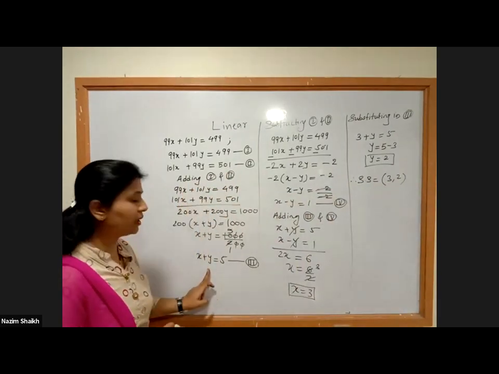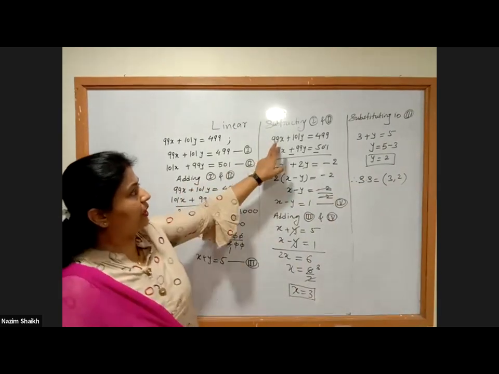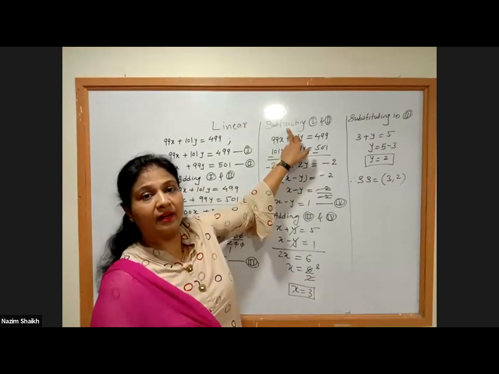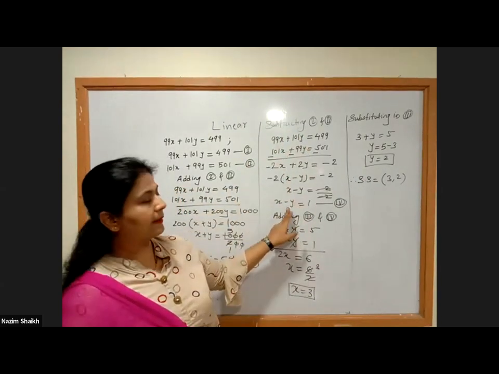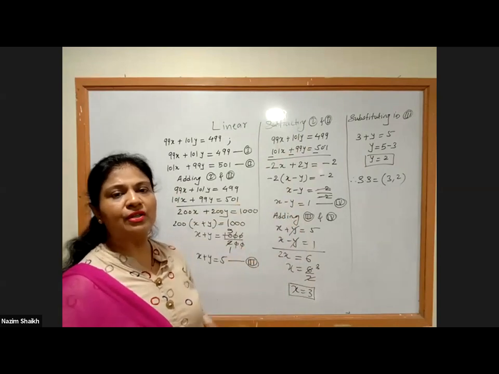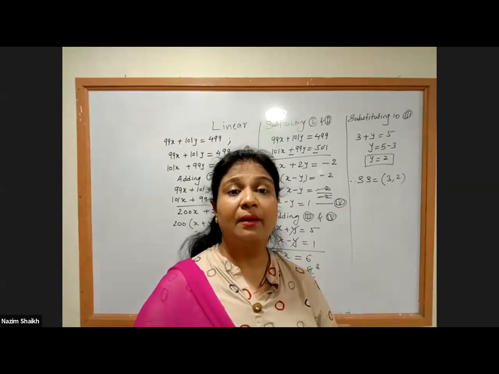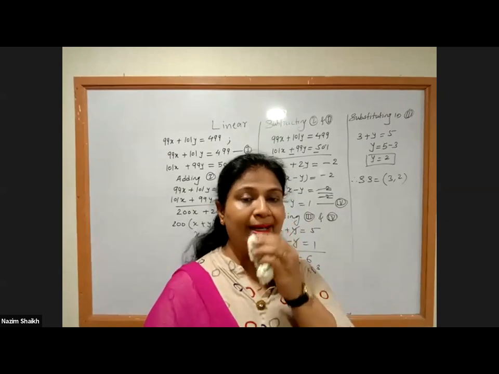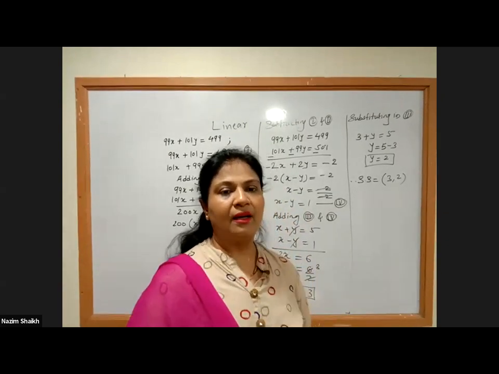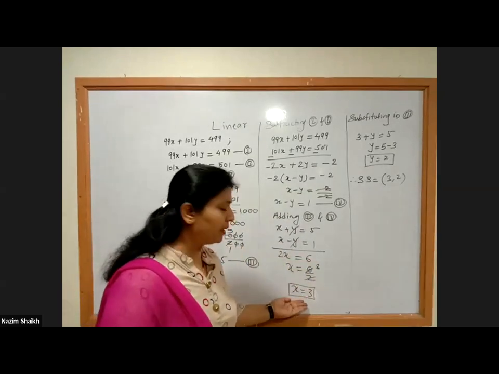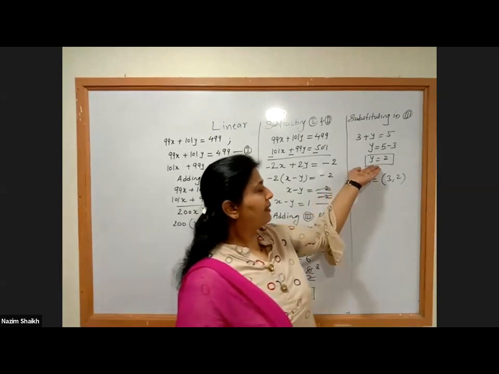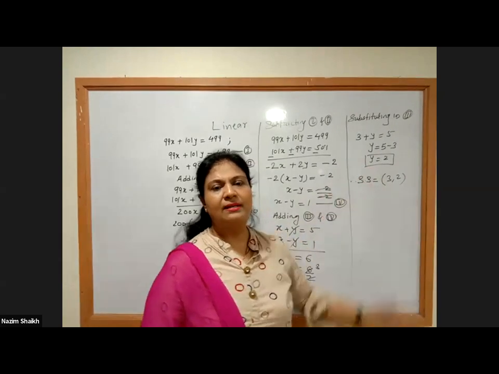You generate a new equation. Then subtract these two equations. You get another new equation. And these two equations will be simple equations in the form of x plus y and x minus y. What do you have to do with them? Add. As you add them, you get the first variable, and substitution gives you the second variable.